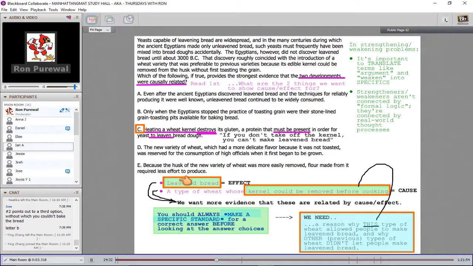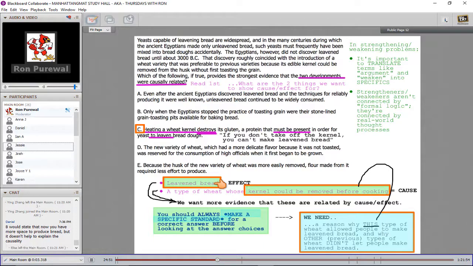Remember, this entire argument is about this. Even if you don't know what leavened bread means, and I'm sure a lot of people don't, if you are Jewish, you know what it means, because Jewish people use unleavened bread in their holiday celebrations and stuff. But even if you don't know what leavened and unleavened bread are, it doesn't matter, because you just have to notice that these are two different kinds of bread.